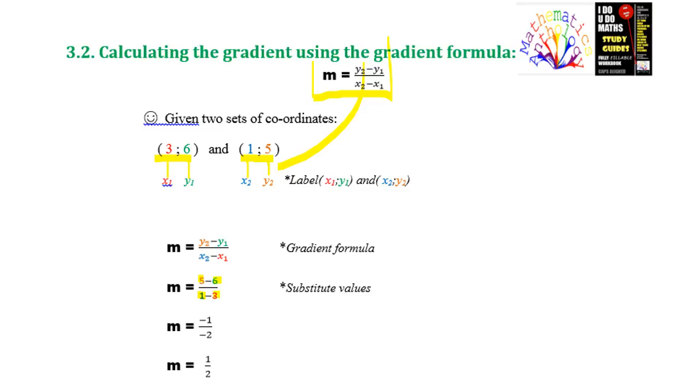And I work this out. So 5 minus 6 is negative 1 on the top. And 1 minus 3 is negative 2 at the bottom. So negative 1 over negative 2 will give me a positive half. So my gradient there is a positive half.